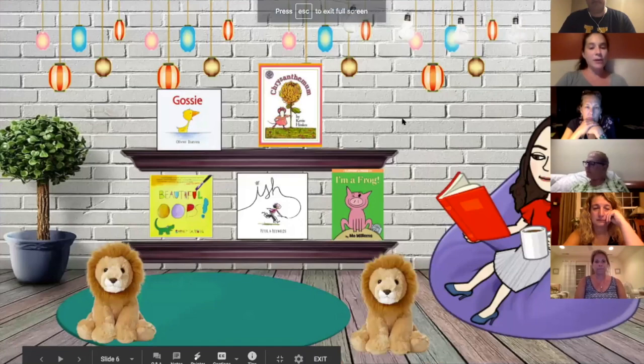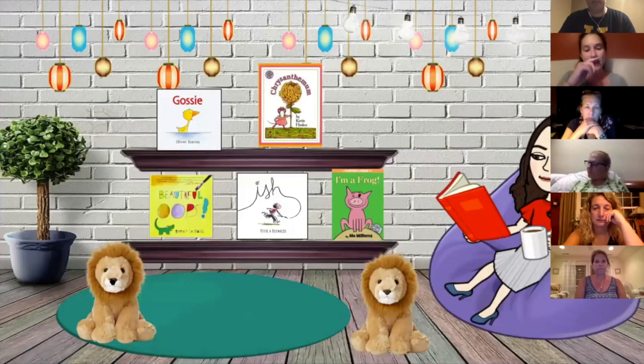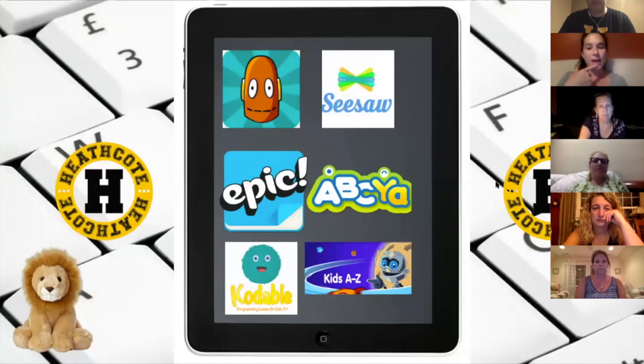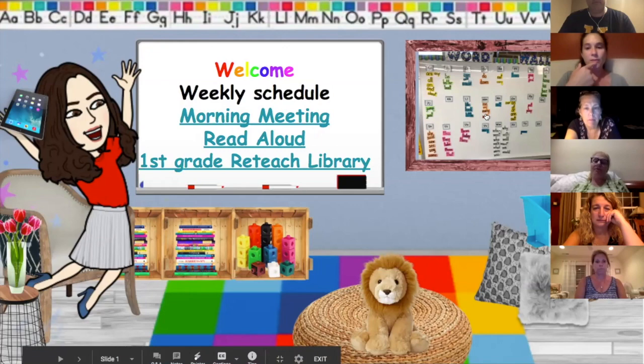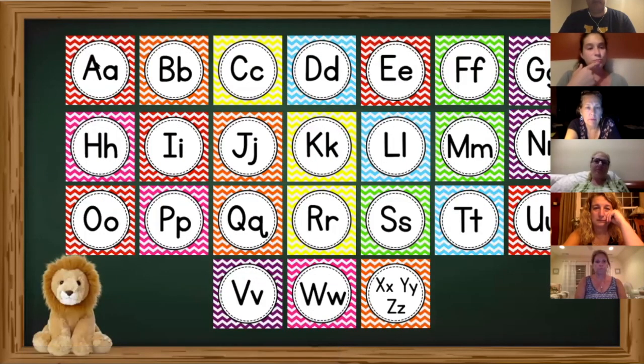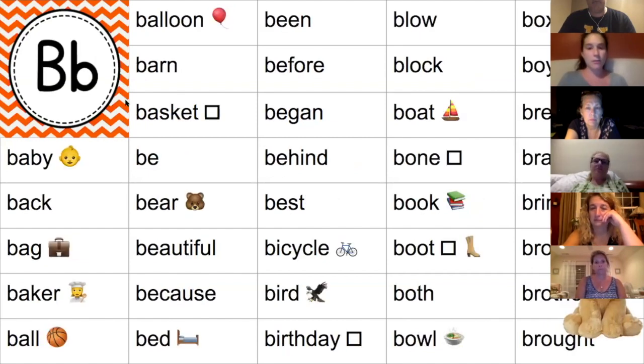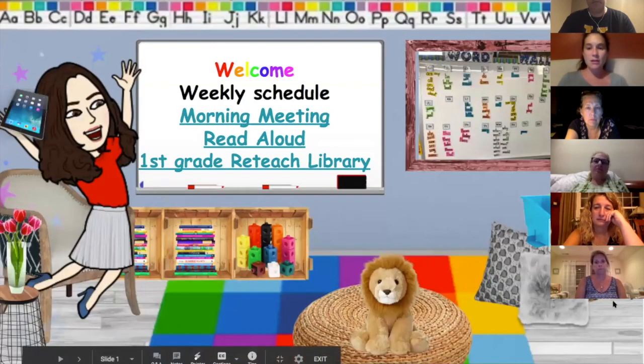Right now, this library still clicks to this, but it's actually going to click to the Epic library, the one that Sue and Michelle had sent out. I have also, when you click the iPad, the link to all of the apps, as well as the Heathcote Gateway. And we have the word wall, which is pretty cool when you click on each letter. This one is already filled in, but you can take away the words and put in whatever words you want. And I think that is basically it.